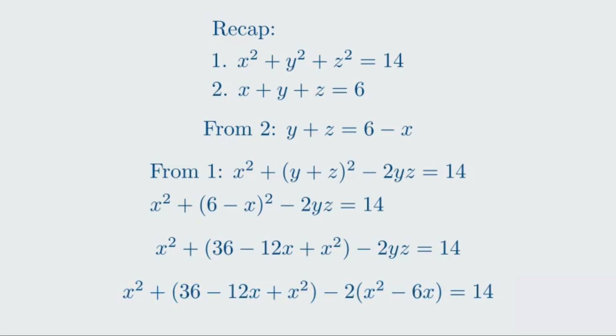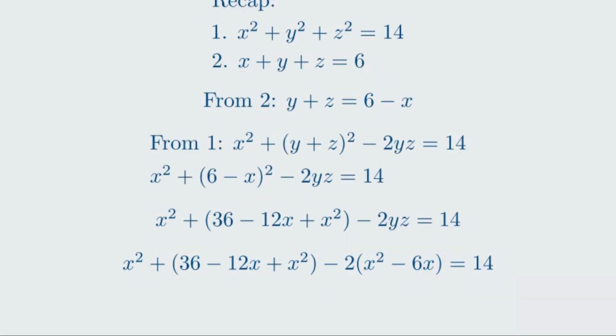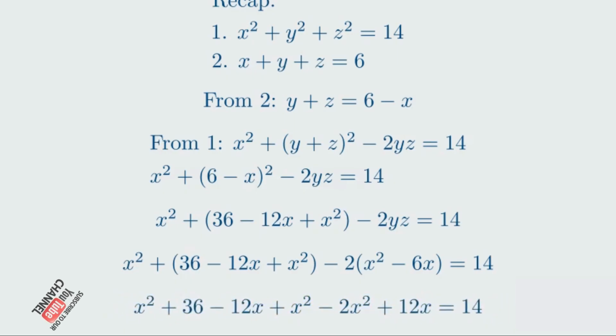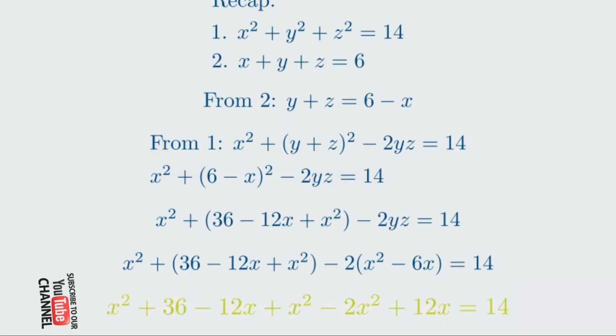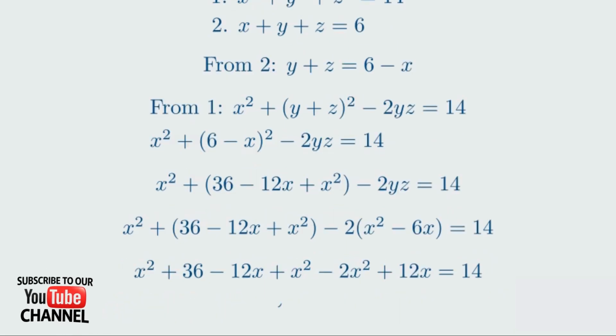Let's expand and simplify this corrected equation. We have x squared plus 36 minus 12x plus x squared minus 2x squared plus 12x, all equals 14. Let's look at the x squared terms. We have x squared plus x squared, which is 2x squared, minus 2x squared. They cancel out. Now for the x terms. We have minus 12x and plus 12x. They also cancel out. This leaves us with just 36 equals 14.